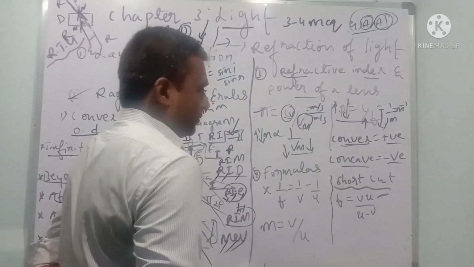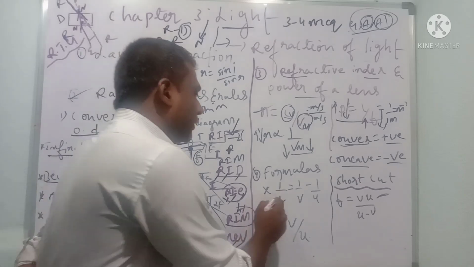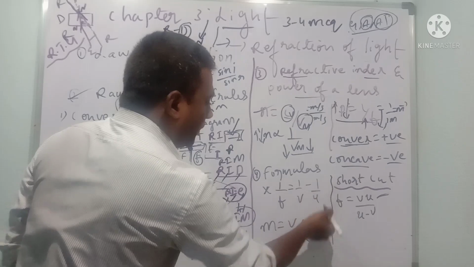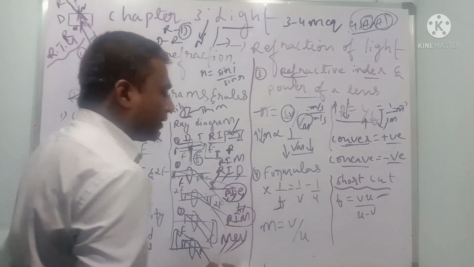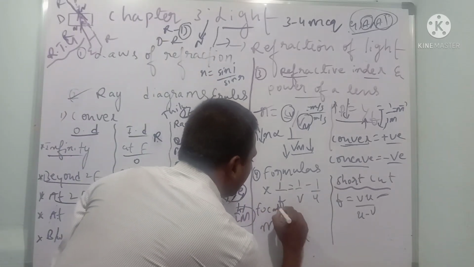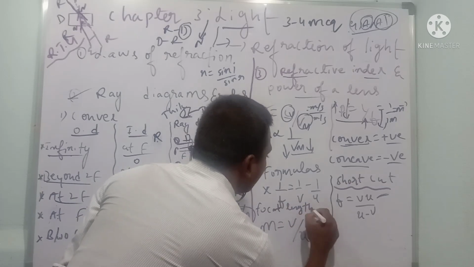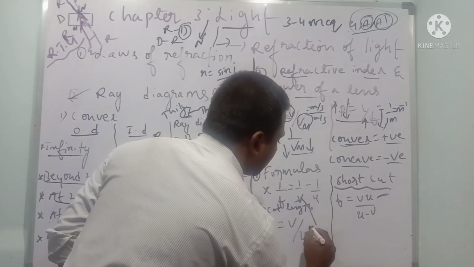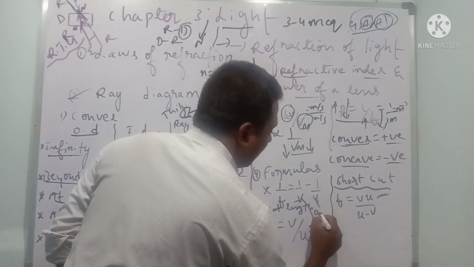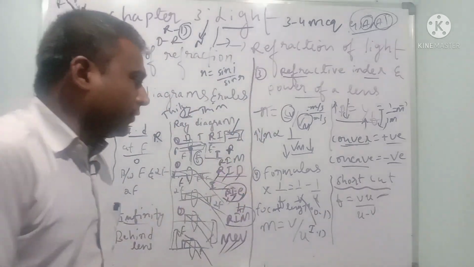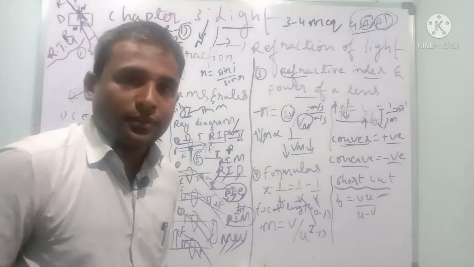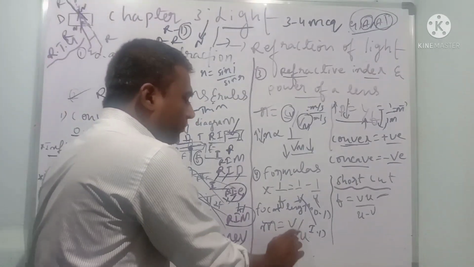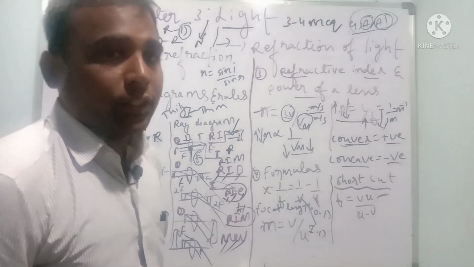Now formulas. Very simple. This is called the lens formula: 1 by f is equal to 1 by v minus 1 by u. What is f? Focal length. v is image distance. u is object distance. By using this we can find the focal length of the lens. Last but not least, m is equal to v by u, to find magnification.